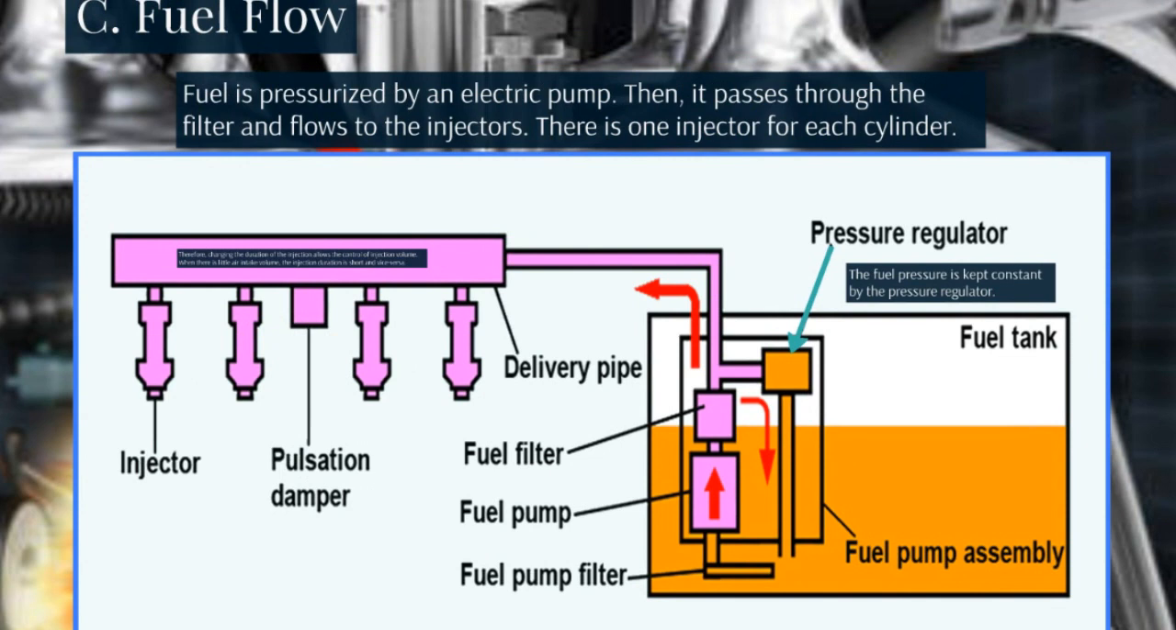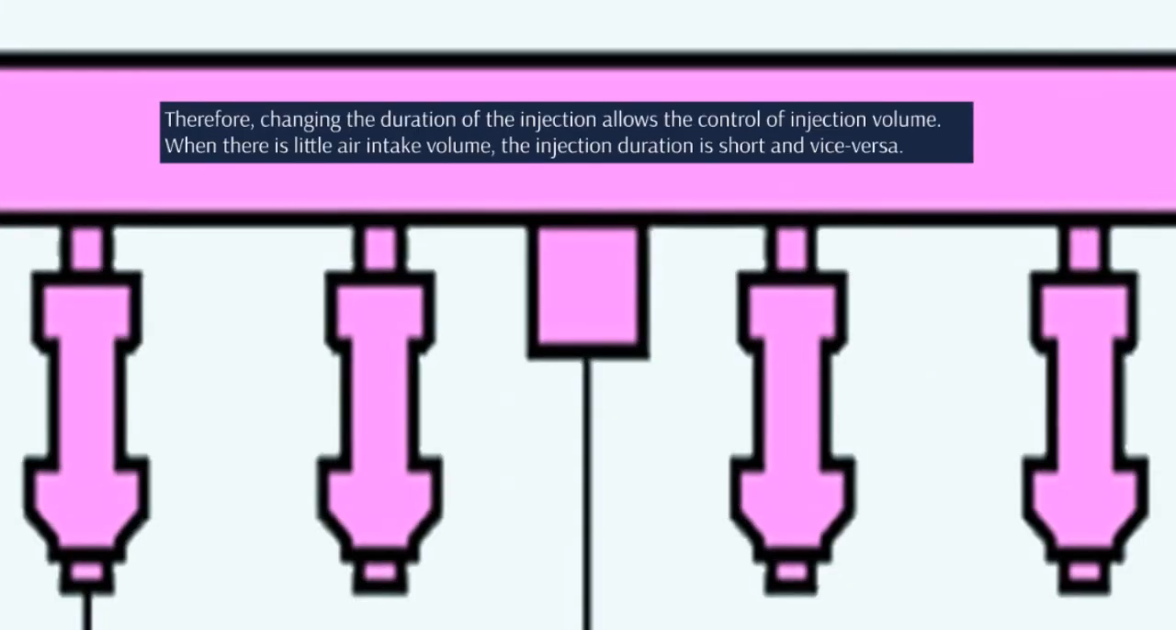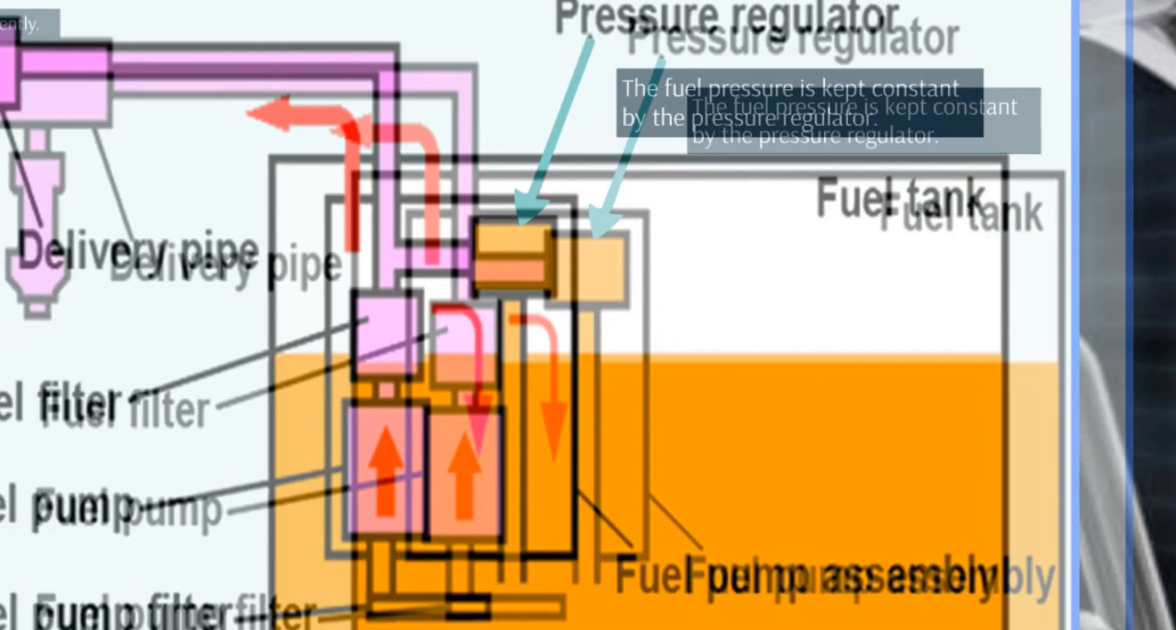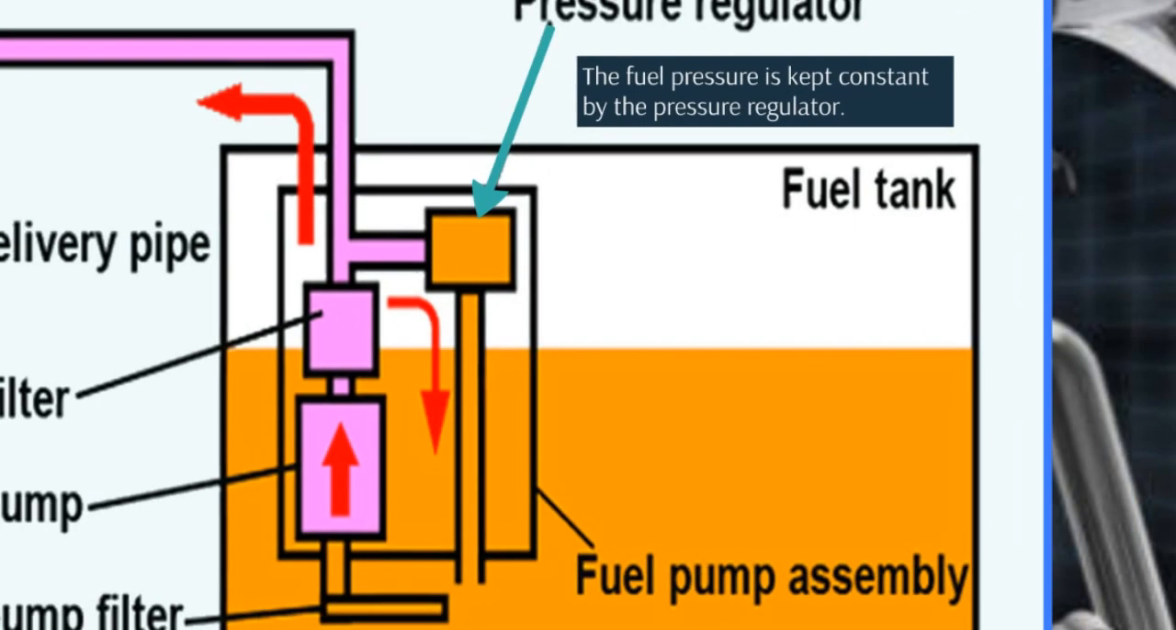Fuel flow. Fuel is pressurized by an electric pump. Then, it passes through the filter and flows to the injectors. There is one injector for each cylinder. Therefore, changing the duration of the injection allows the control of injection volume. When there is little air intake volume, the injection duration is short and vice versa. The fuel is injected when the solenoid of injectors open intermittently. The fuel pressure is kept constant by the pressure regulator.